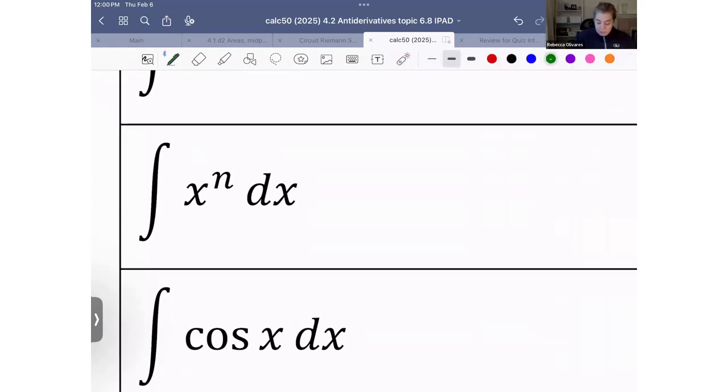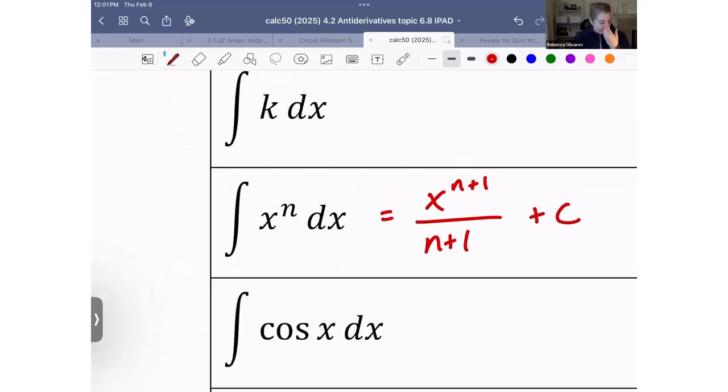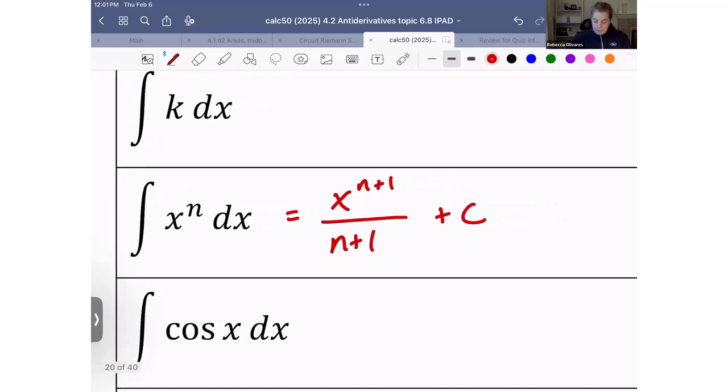This is what we were just doing. We're going to add 1 to the exponent. So x to the n plus 1, divide by the new exponent, n plus 1, and then plus c. Now there is a condition on this one, which is that n cannot be equal to -1. And we'll talk later about what happens if n is equal to -1.